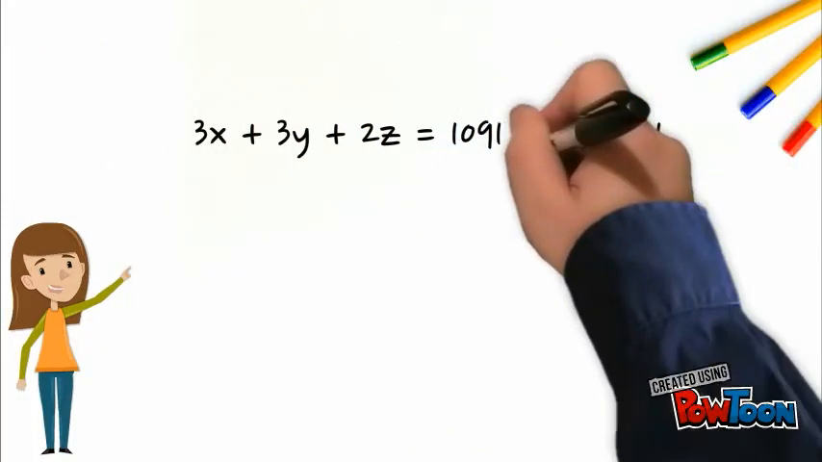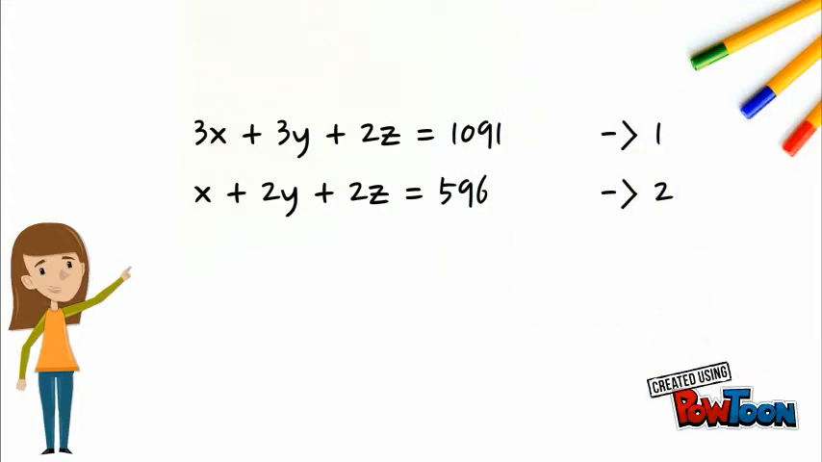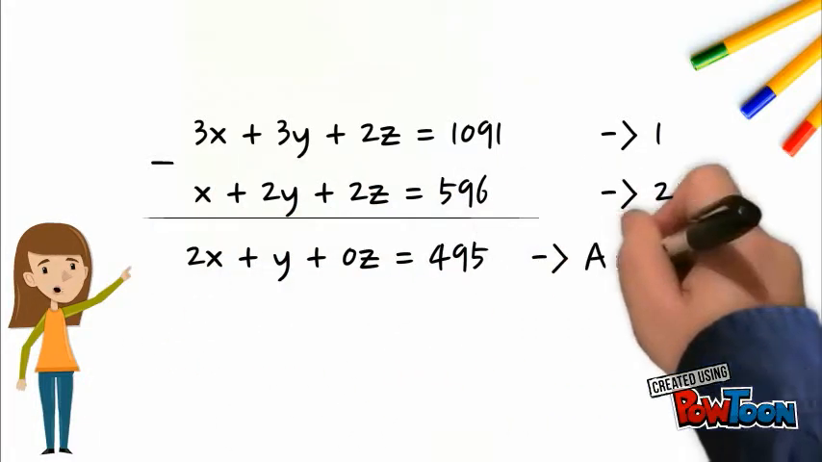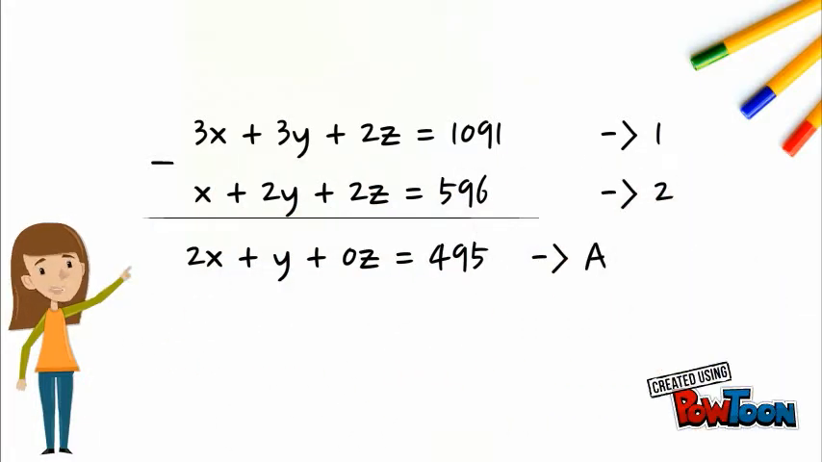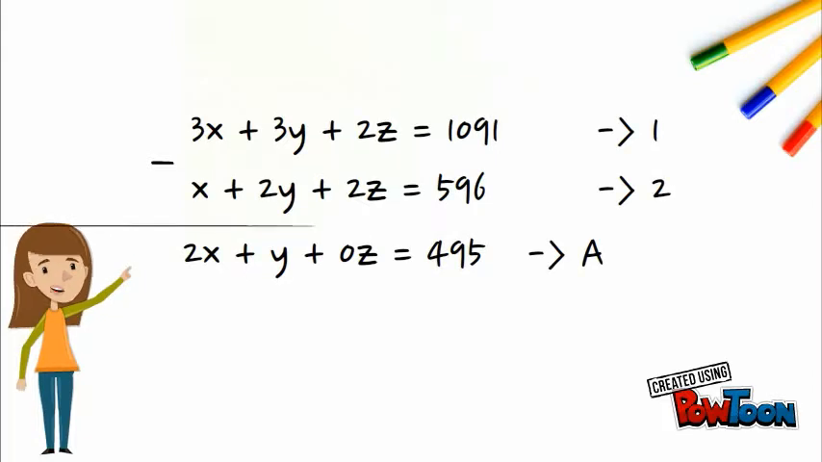The reason for me choosing 1 and 2 is because 2z is easily eliminated from another 2z from the second equation. And then the rest of the coefficients of the unknowns can just follow through, such that it will give us a result of 2x plus y plus 0z equals 495, and this entire equation will be our new equation that we will compare later on another equation. And let's name this equation A.